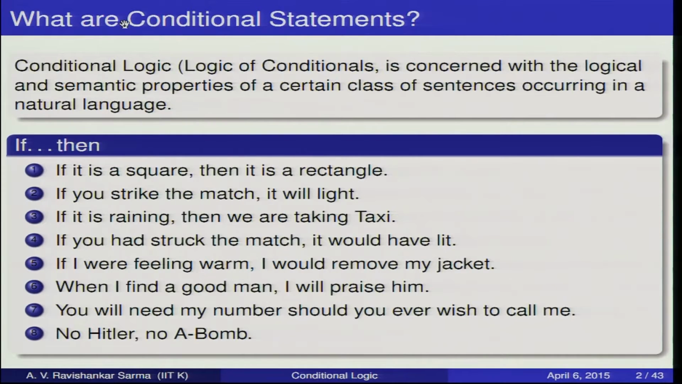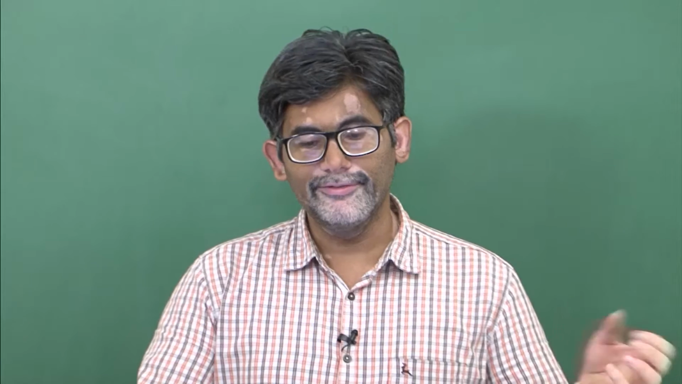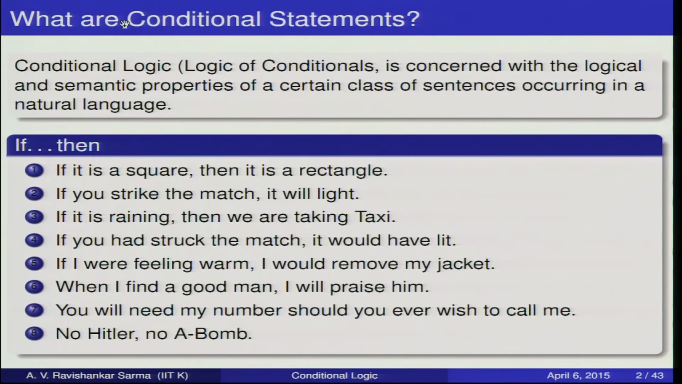Conditionals will also occur even if you don't find any if P then Q kind of form. For example, when I find a good man, I will praise him. There is no if and there is no then, but still it is treated as a conditional sentence. So this needs to be read as: if I find a good man, then I will praise him. Sometimes you deliberately remove if and then. In the same way, you will need my number should you ever wish to call me, or there are shortened forms of conditionals like no Hitler, no atomic bomb.